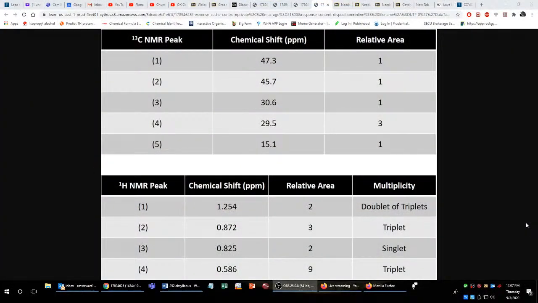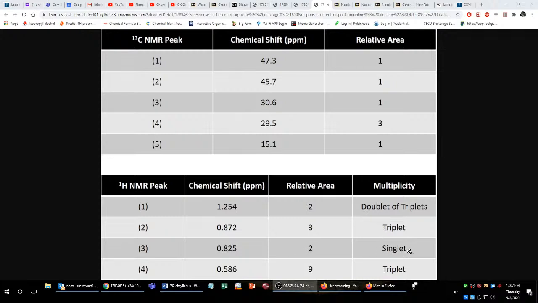How about the 1H NMR? Well, to do this, let's do the same thing. Let's start figuring out the easy ones. So if I go back to the molecule itself, and again, this is why you typically don't take a spectrum and go backwards. You typically have it guess and go forward. We've got the terms here: multiplicity, doublet of triplets, triplet, singlet, and triplet.